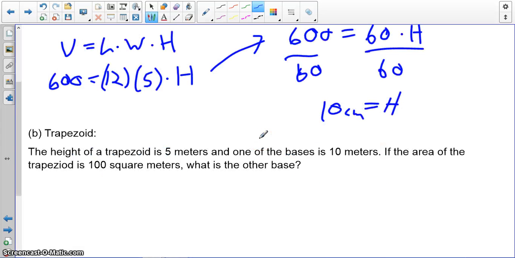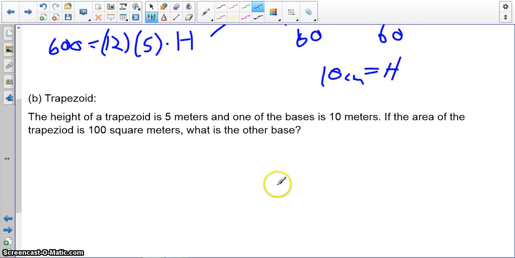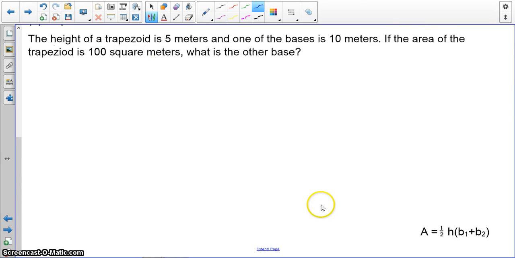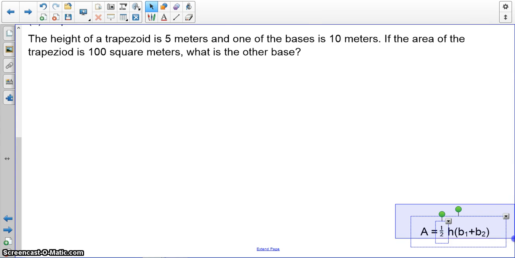So the algebra is harder in this one, so I'm going to save it for last. Height of a trapezoid is 5 meters, and one of the bases is 10 meters. All right, here we go. I'm cheating. So what's the other base? Well, this is actually the same darn example I did in yesterday's lesson, or yesterday's notes. This formula here. All right, so let me bring it up.